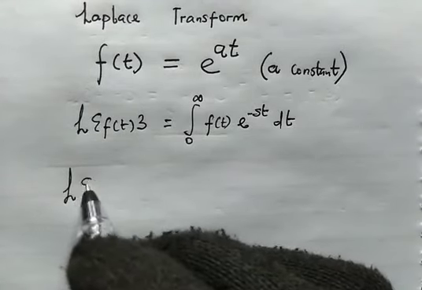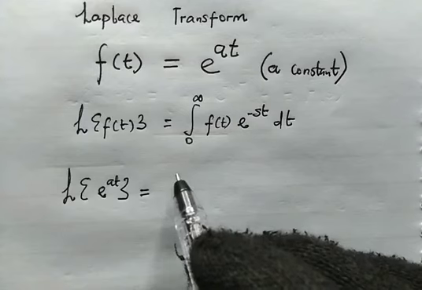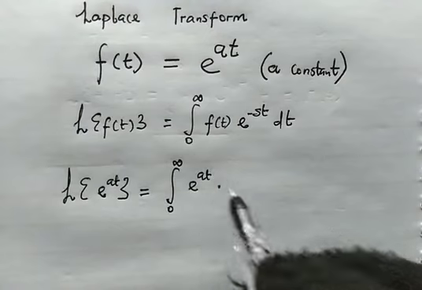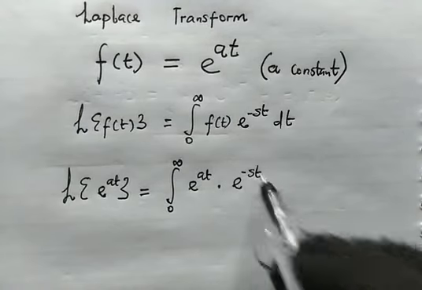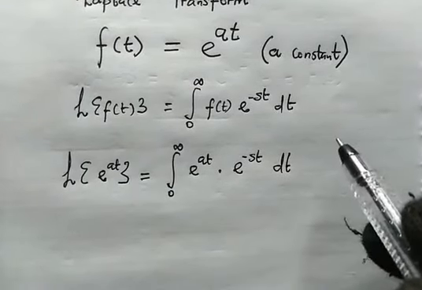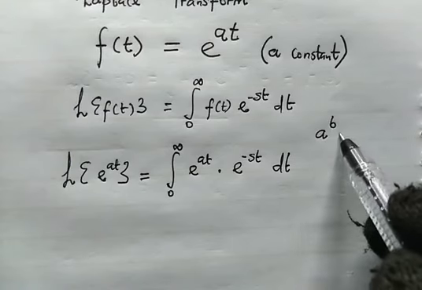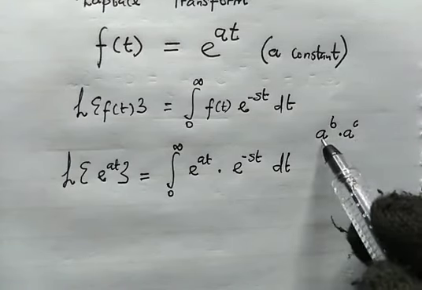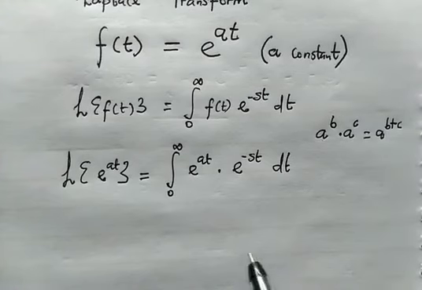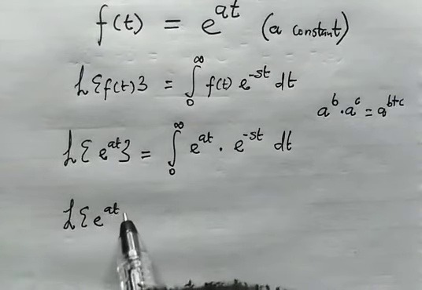So we have the Laplace transform of e to the power of at. This is equal to the integral from 0 to infinity of e to the power of at multiplied by e to the power of negative st dt, right? Now, making use of some basic algebraic properties, when we have a to the power of b multiplied by a to the power of c, since we have equal bases, this is the same as a to the power of b plus c, right?